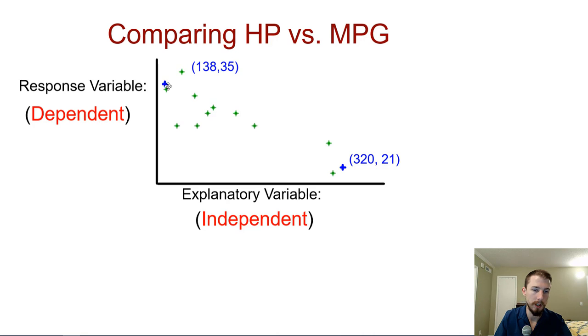So this one right here, I think it's actually right here, the lowest one, had a horsepower rating of 138 with miles per gallon of 35. And then the highest one over here had 320 horsepower with only 21 miles to the gallon.